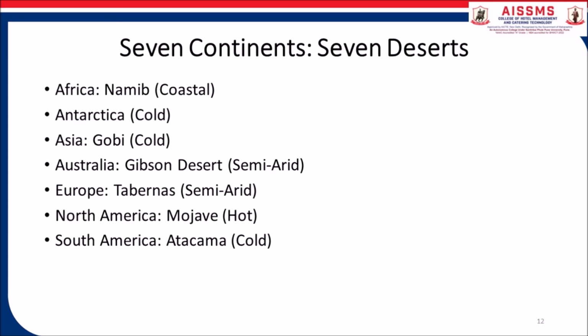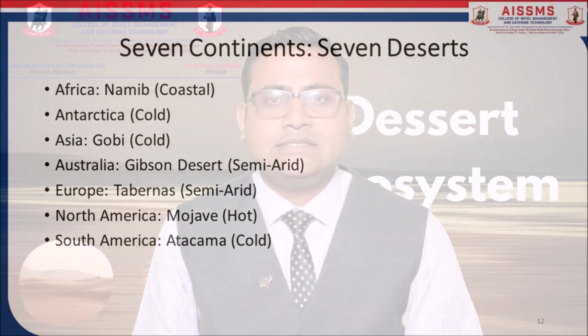Australia, Gibson Desert, which comes under a category called semi-arid desert. Europe, Tabernas Desert, which is again a semi-arid desert. North America, Mojave Desert, which comes under the category of hot desert. And South America consists of Atacama Desert, which is a cold desert.